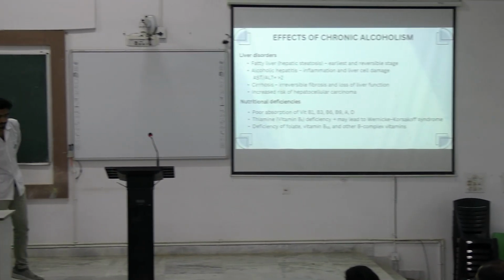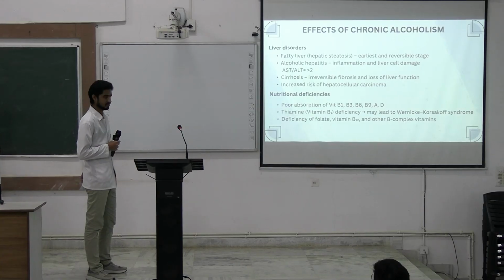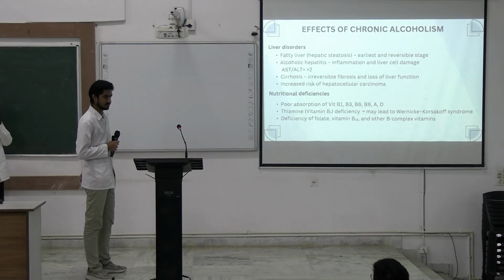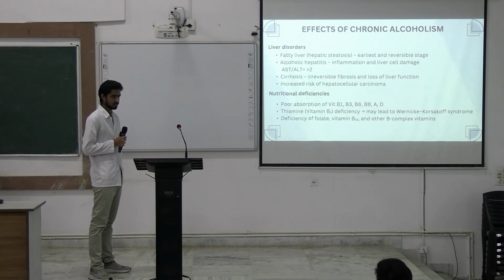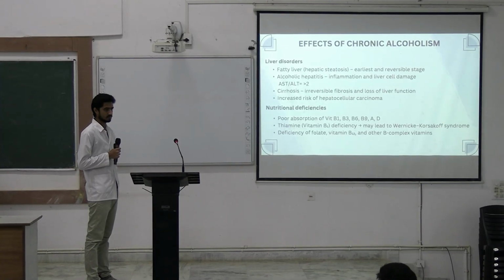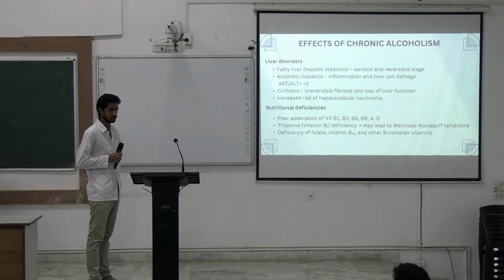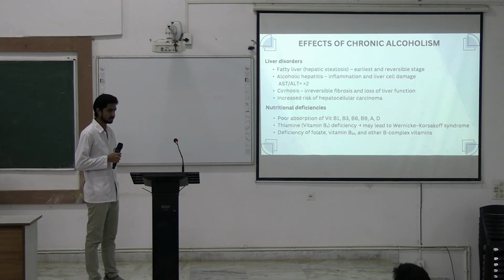How do you diagnose alcoholic liver disease? First and foremost, AST by ALT will be greater than 1. When it is more than 2, it indicates an advanced stage of cirrhosis, and only then will this level increase so high. In alcoholic hepatitis, AST will be more than ALT, and that is the diagnostic case of alcoholic hepatitis, but it will not occur until considerable damage has taken place to the liver.